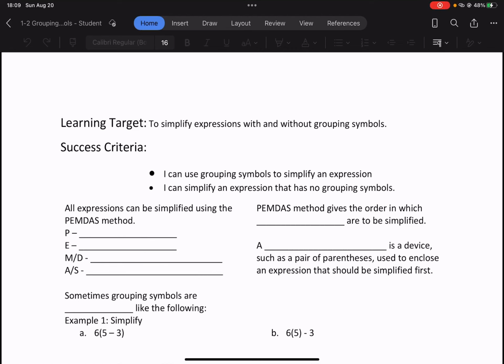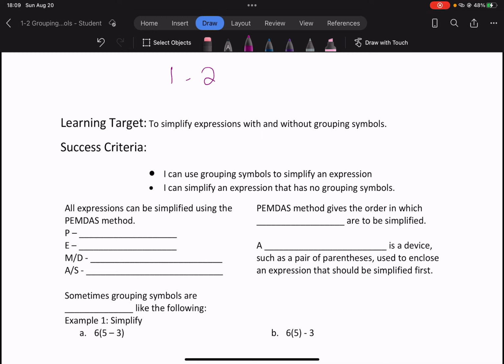This is Mr. Benning, and I want to talk about grouping symbols today in lesson 1-2, and we're in grouping. In this one, we're going to simplify expressions with and without grouping symbols. The two success criteria: one, you can use grouping symbols to simplify, and two, you can simplify an expression that has no grouping symbols. So let's look at what PEMDAS is.